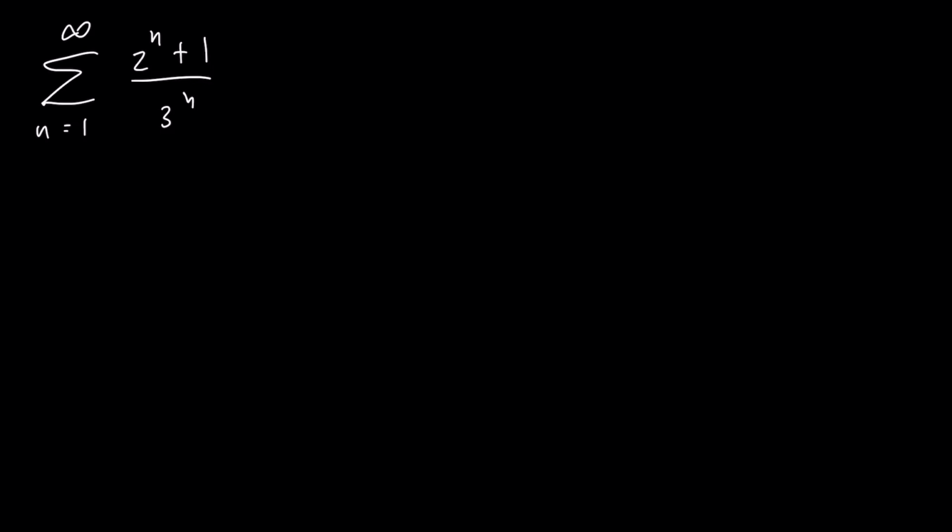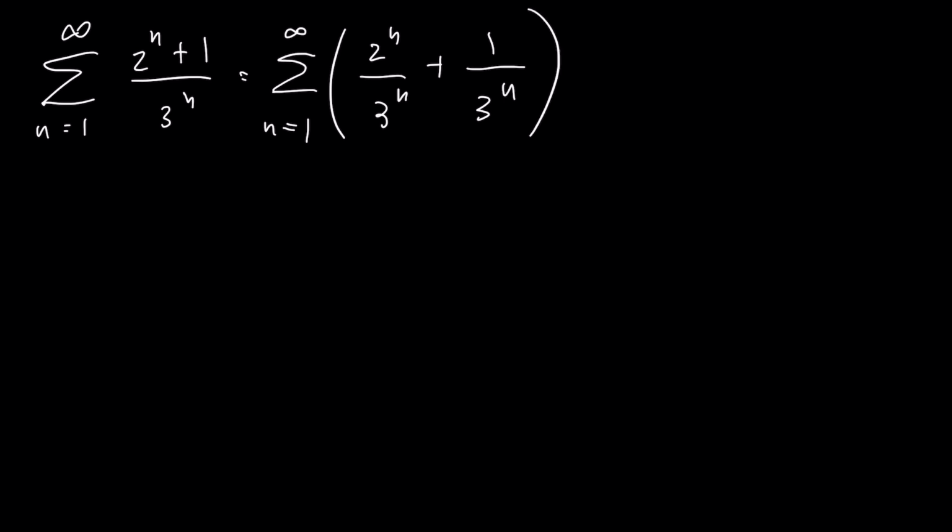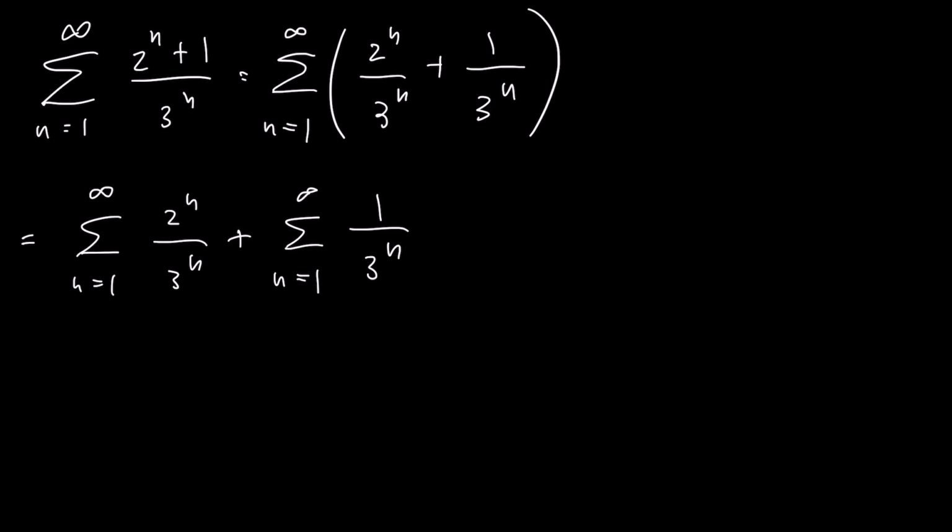Today we'll be doing the sum from 1 to infinity of (2^n + 1) divided by 3^n. To start off, we could break apart this fraction into the sum from 1 to infinity of 2^n over 3^n plus 1 over 3^n, which is also equal to the sum from 1 to infinity of 2^n over 3^n plus the sum from 1 to infinity of 1 over 3^n.